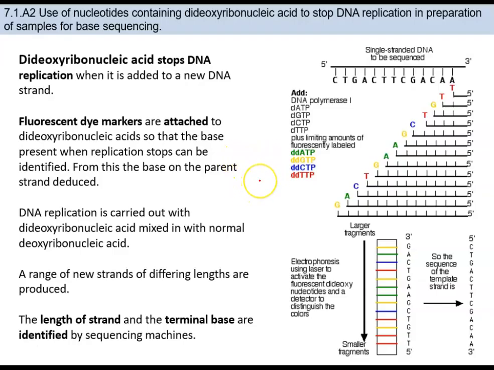Okay, we go back to our slide. Here we go. Deoxyribonucleic acid stops the DNA replication when it is added to a new DNA strand. So these are the 4 deoxyribonucleic acids here.